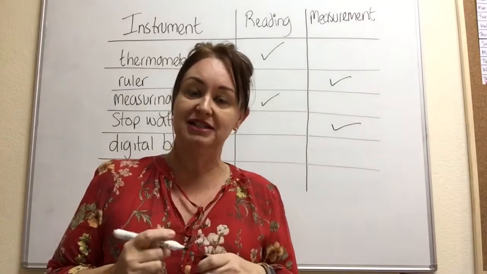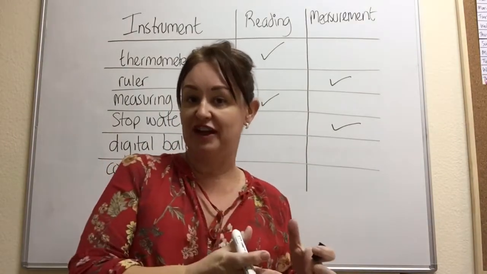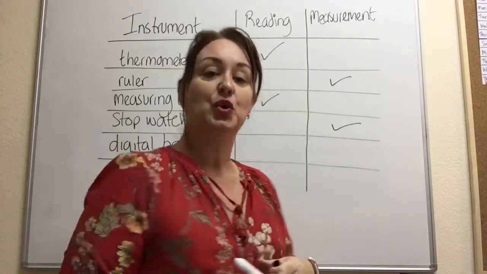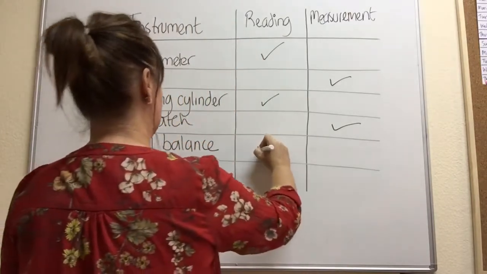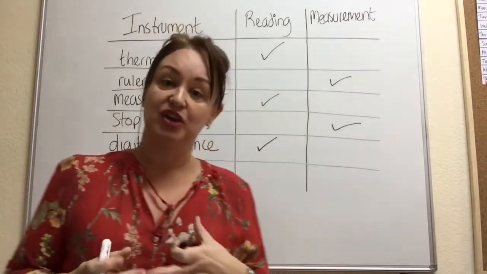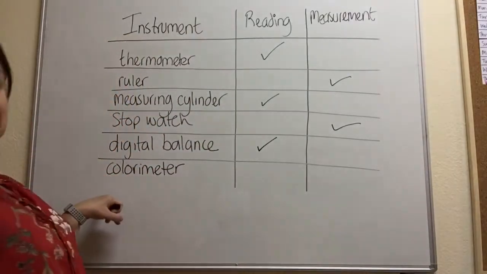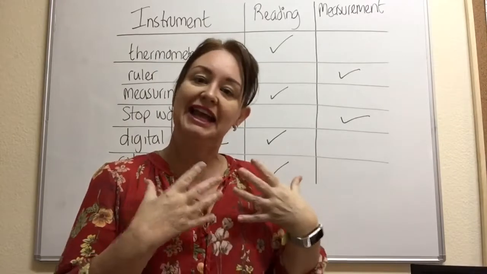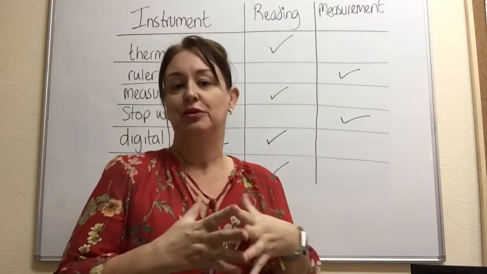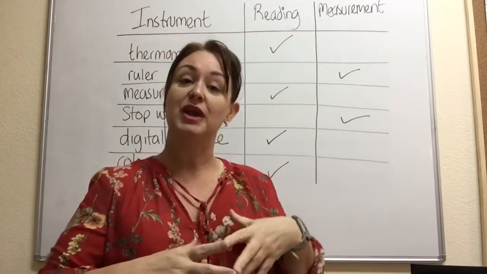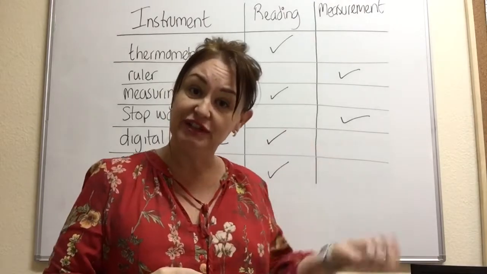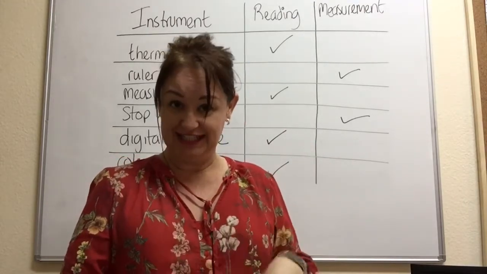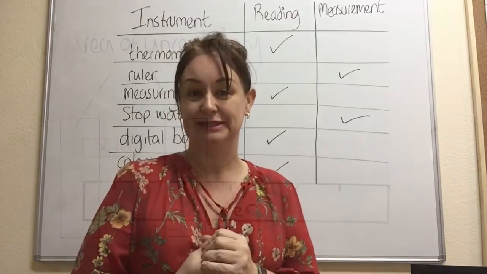A digital balance, we can rest assured that the manufacturer has calibrated that 0 is 0, and therefore we know that that is a reading. And a colorimeter is the same, that is a reading. And this is so important when we're looking at uncertainties, because the way you'll consider an uncertainty for a reading is very different from the way you'll consider an uncertainty for a measurement.